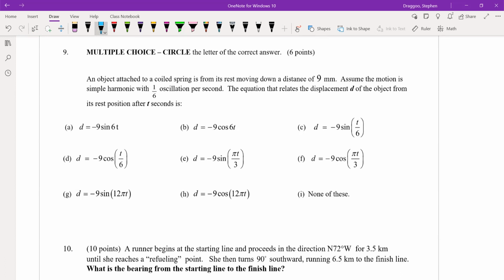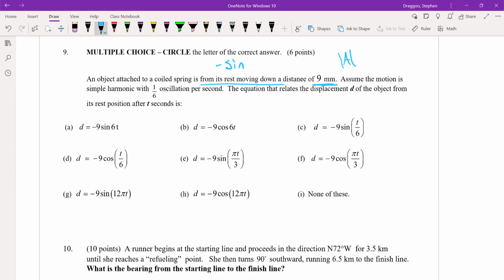I have this 9 millimeters over here. I know that's going to be related to A. But specifically, that's going to be the amplitude. So the absolute value of A is 9. The other part that's going to tell me what's going on is this line right here. From its rest moving down. That's a description of a negative sine function. From rest moving down. Sounds like negative sine.